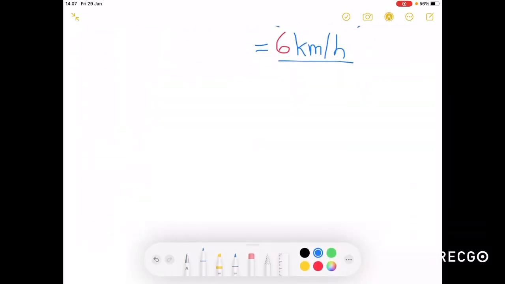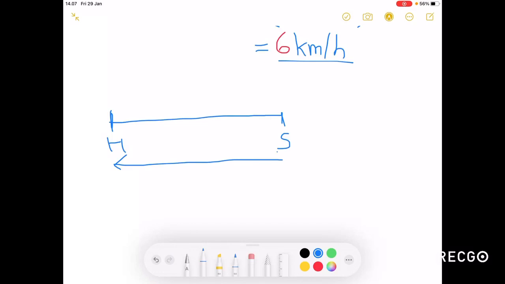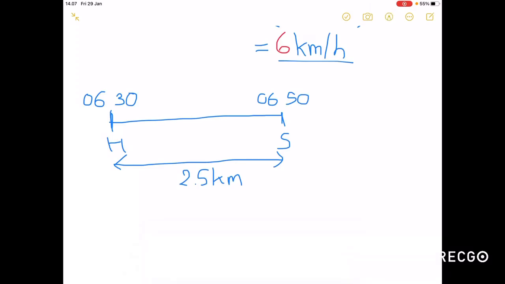Okay, for the B part, it says on Tuesday. I'll just draw another diagram right here. This is her home and this is her school. The distance will be the same as shown in the question before. However, her times are different. This will be still the same. However, the arrival time at school will be 6:50. And we need to find the percentage increase in her speed on this day.